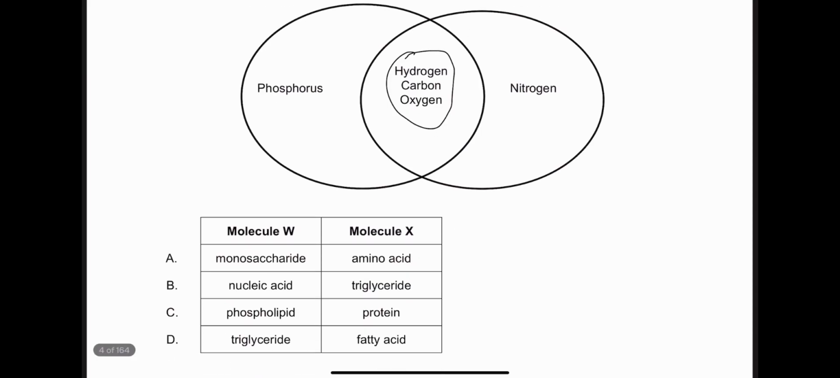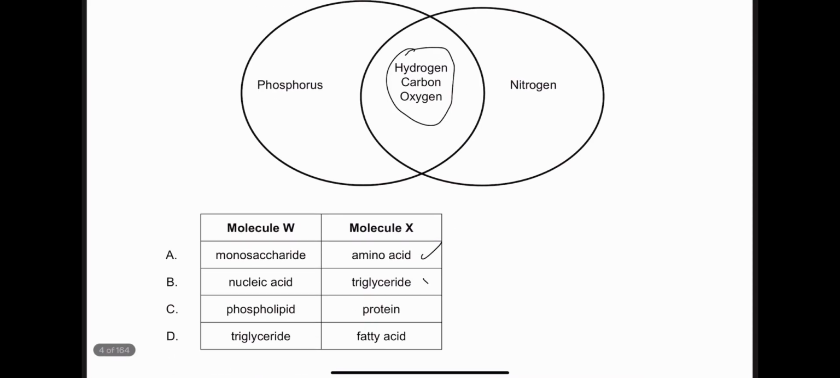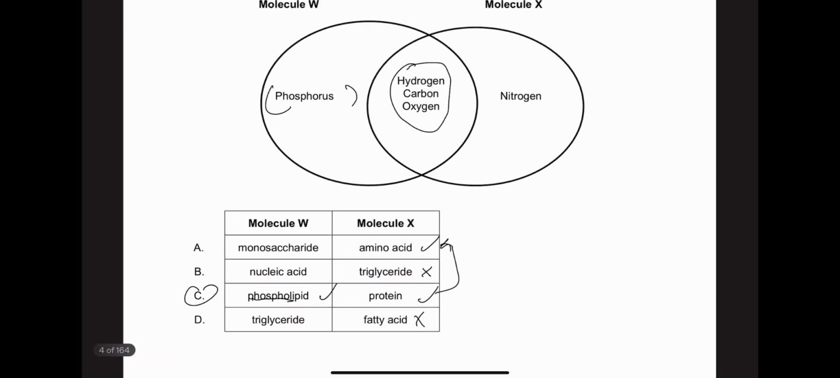So amino acid does contain nitrogen and the aforementioned. Triglyceride, no. Protein contains amino acids, hence it does contain that. Fatty acid, no. Okay, so we're narrowed down to A and C. We know that monosaccharide won't have this phosphorus, and we know that phospholipid, it's in the name, does contain phosphorus, so our answer is C.